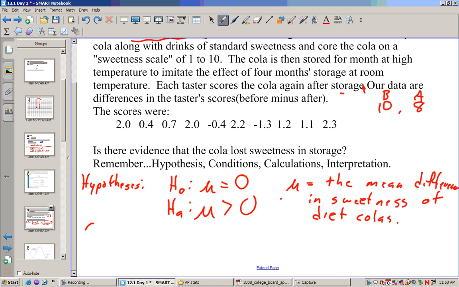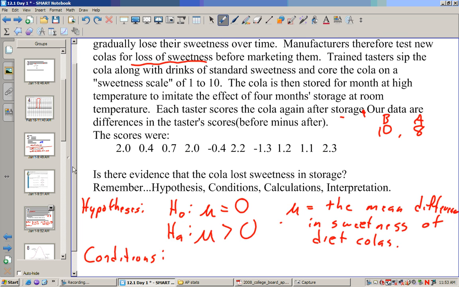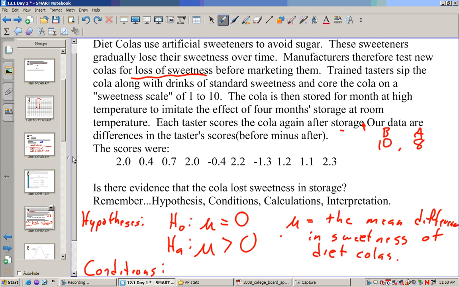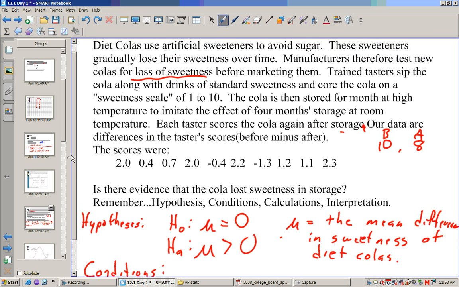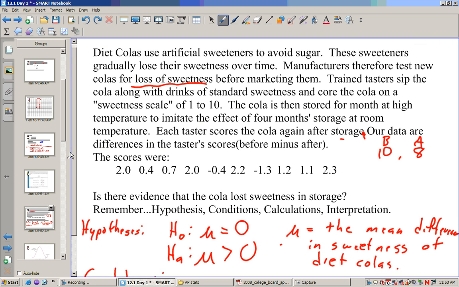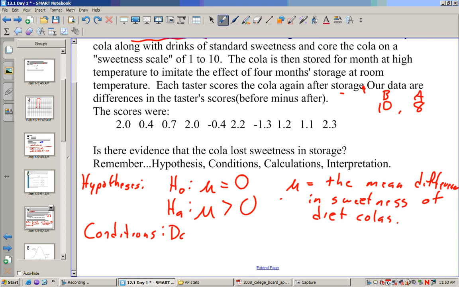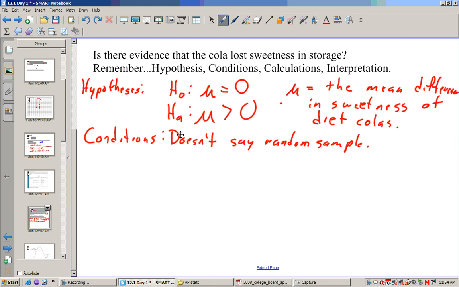Alright, so now we want to check our conditions. Let's see if these have been met. Does the data come from a random sample? That doesn't say anything about a random sample. So we don't know if it's an SRS or any type of random sample. We just have no idea. Oh no, that's just one condition.